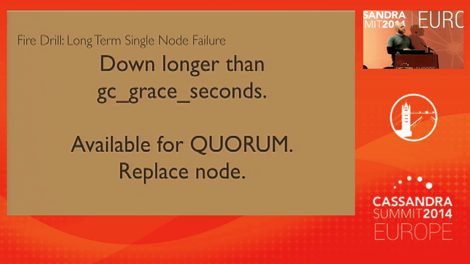If a node's down for longer than GC grace seconds, then it is a dead node. You cannot bring that back in. You risk having zombie data come back, so you have to replace it. There are some options on the command line about how you can replace that node in an easy way. Check the documentation.